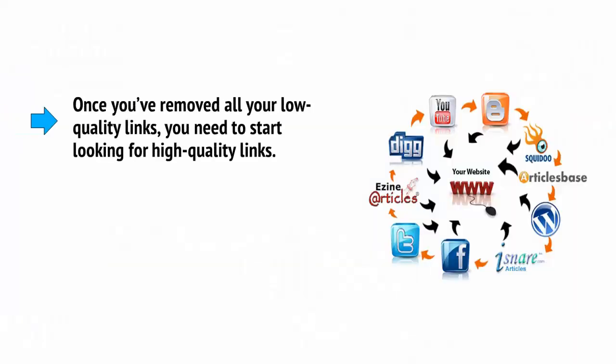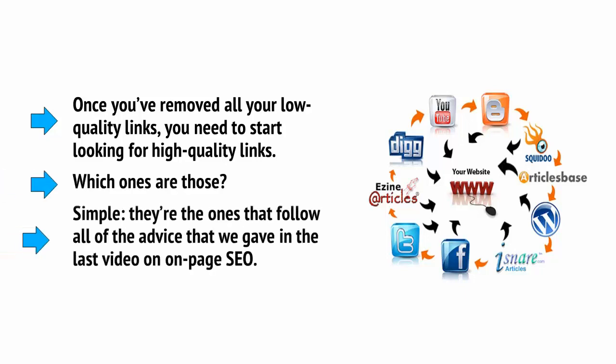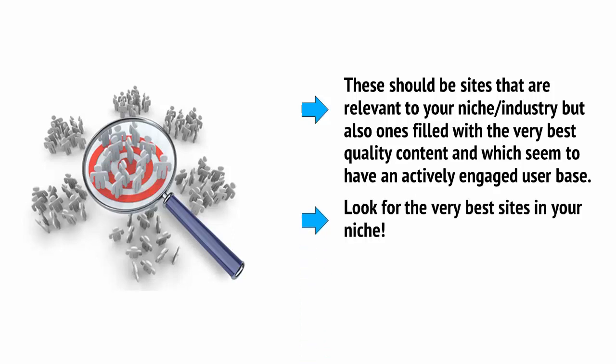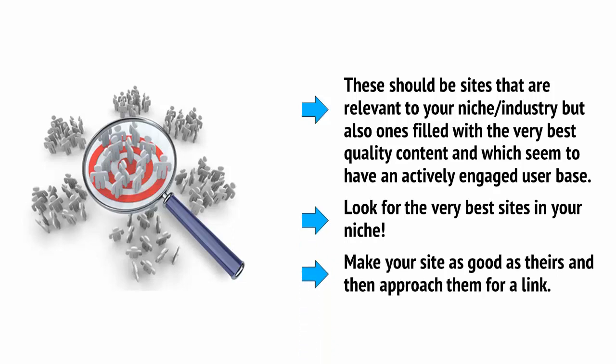Once you've removed all your low quality links, you need to start looking for high quality links. Which ones are those? Simple. They're the ones that follow all of the advice that we gave in the last video on on-page SEO. These should be sites that are relevant to your niche or industry, but also ones filled with the very best quality content and which seem to have an entirely engaged user base. In other words, look for the very best sites in your niche. Make your site as good as theirs and then approach them for a link.